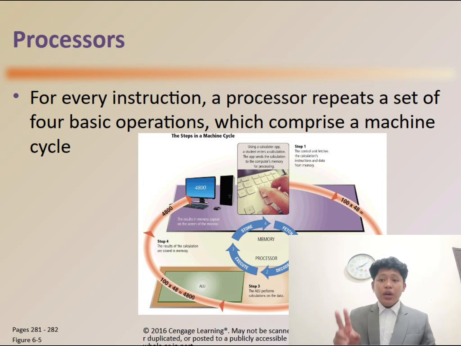Step 2, decoding. The control unit decodes the instructions and sends the data to the ALU. Step 3 is executing. The ALU performs calculations on the data. And step 4, storing data. The results of the calculation are stored in the memory.